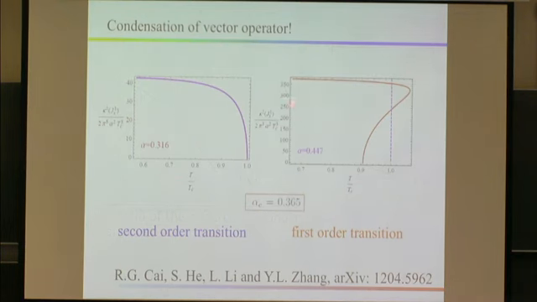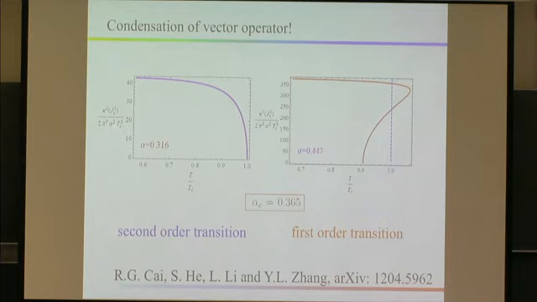This is the story in the probe limit. Once the back reaction is considered, something changes. Here alpha measures the strength of the back reaction. When alpha is small, the condensation is clear, and this is a second order phase transition. When alpha increases beyond the critical value, for example, here it shows alpha equal to 0.447, the condensation behaves like a multi-valued function. This shows the phase transition turns into a first order phase transition.